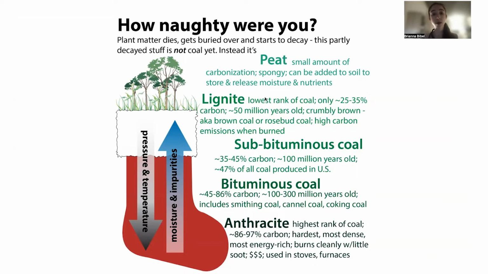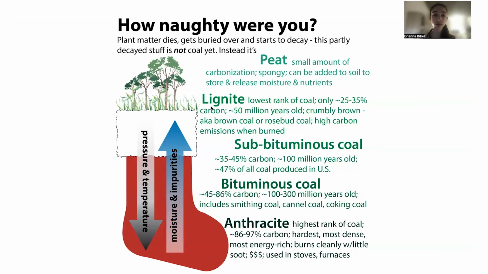But this lignite is part of the whole pathway in the making of that really high quality coal. The earth isn't purposely making this stuff, but when plant matter dies, it gets buried over and starts to decay. That partly decayed stuff isn't coal yet. Instead, it's just peat, and it has a very small amount of carbonization. Carbonization is when the carbons are coming together and pushing out the other stuff.